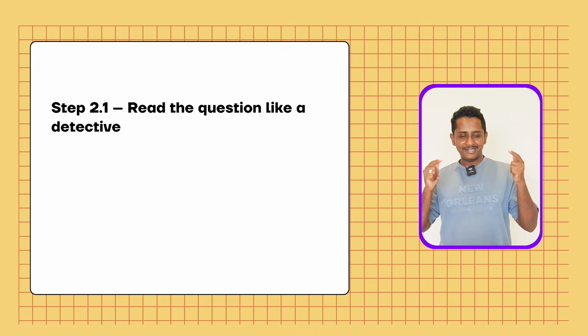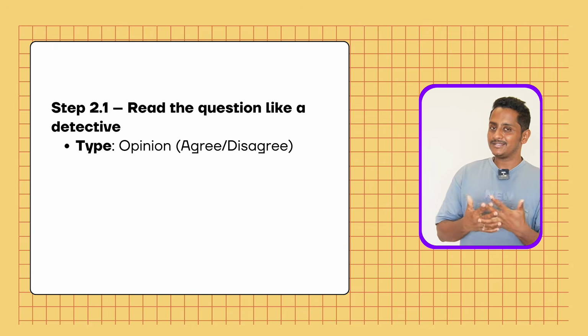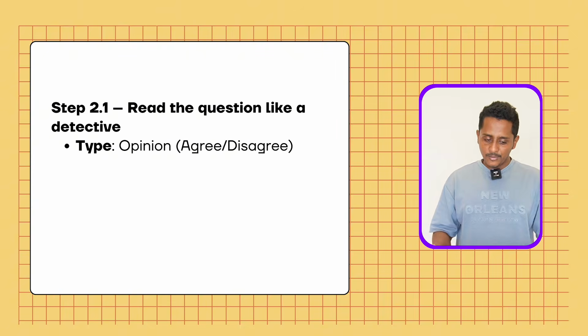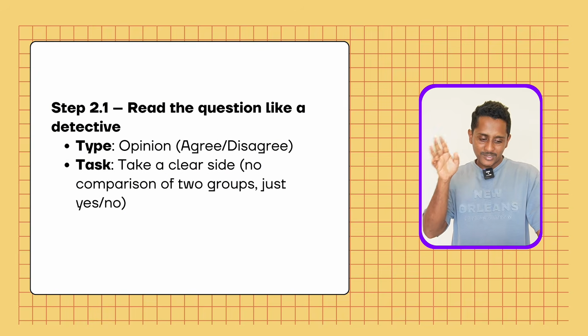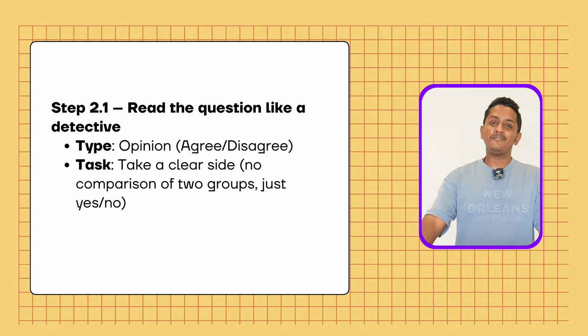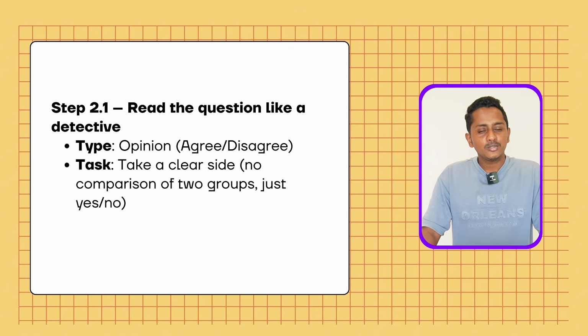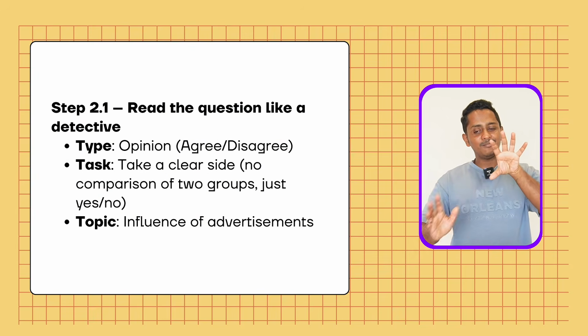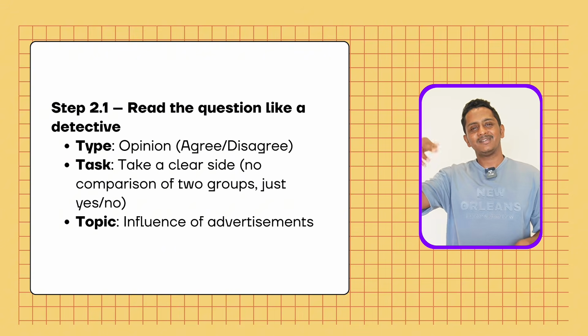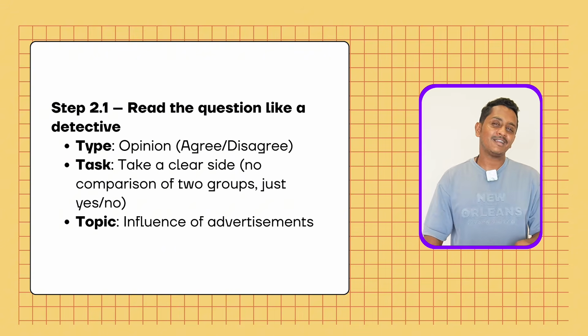Let's start with our brainstorming. Read the question like a detective. Read the question. It says agree or disagree, so it's opinion. You have to give your opinion. Take a clear side. I think I go with agree. I think I go with disagree. And topic is influence of advertisements. What structure to be used? Very simple. Second paragraph, I talk about agree. Third paragraph also, I talk about agree, but prove that some people disagree and that is 100% flawed. And then I conclude saying I agree.